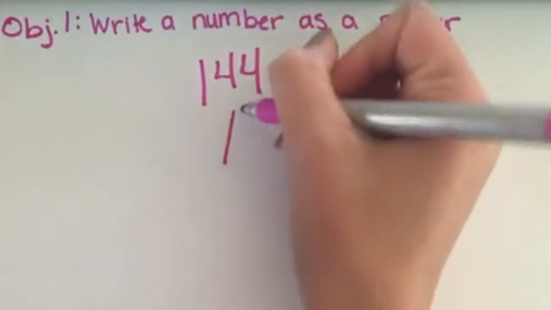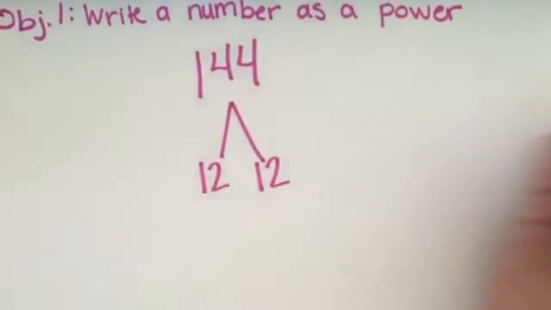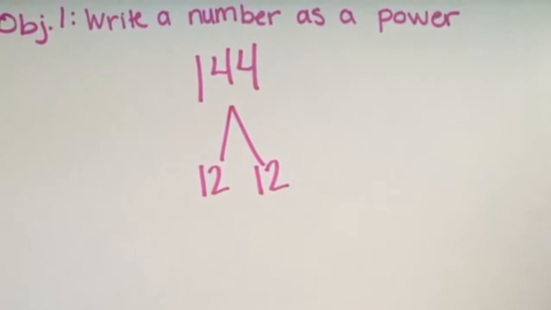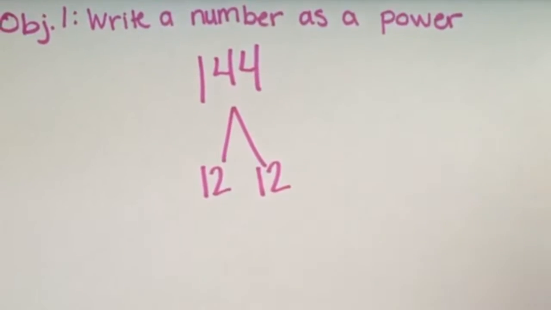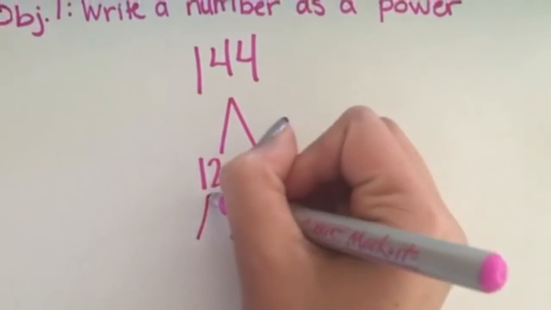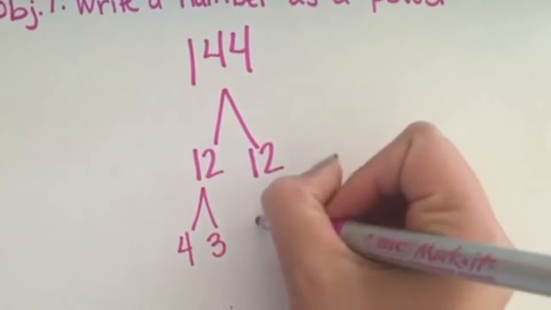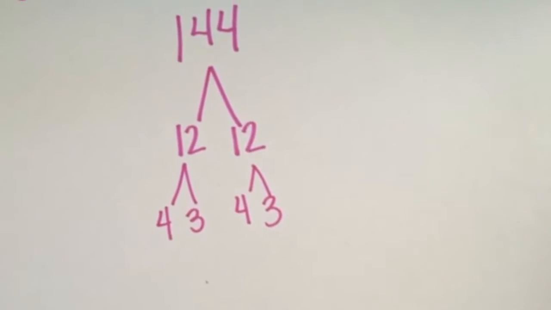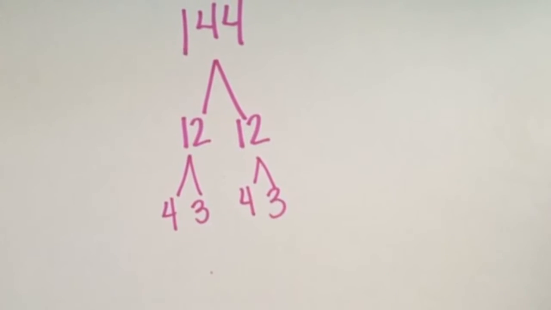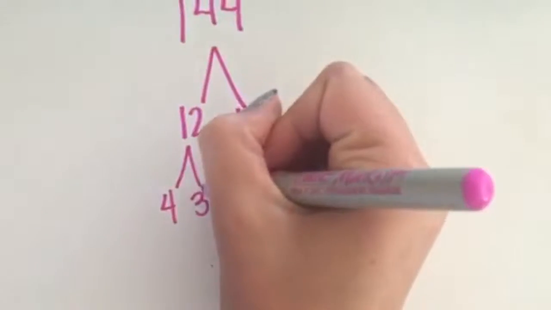I know two factors, which are 12 and 12. And these numbers are not prime either. So that means we need to keep going with our factor tree. Two factors for 12 are 4 and 3. Again, ask yourself, are these numbers prime? Do they have more factors than 1 and itself? So 4 does, but 3 does not.